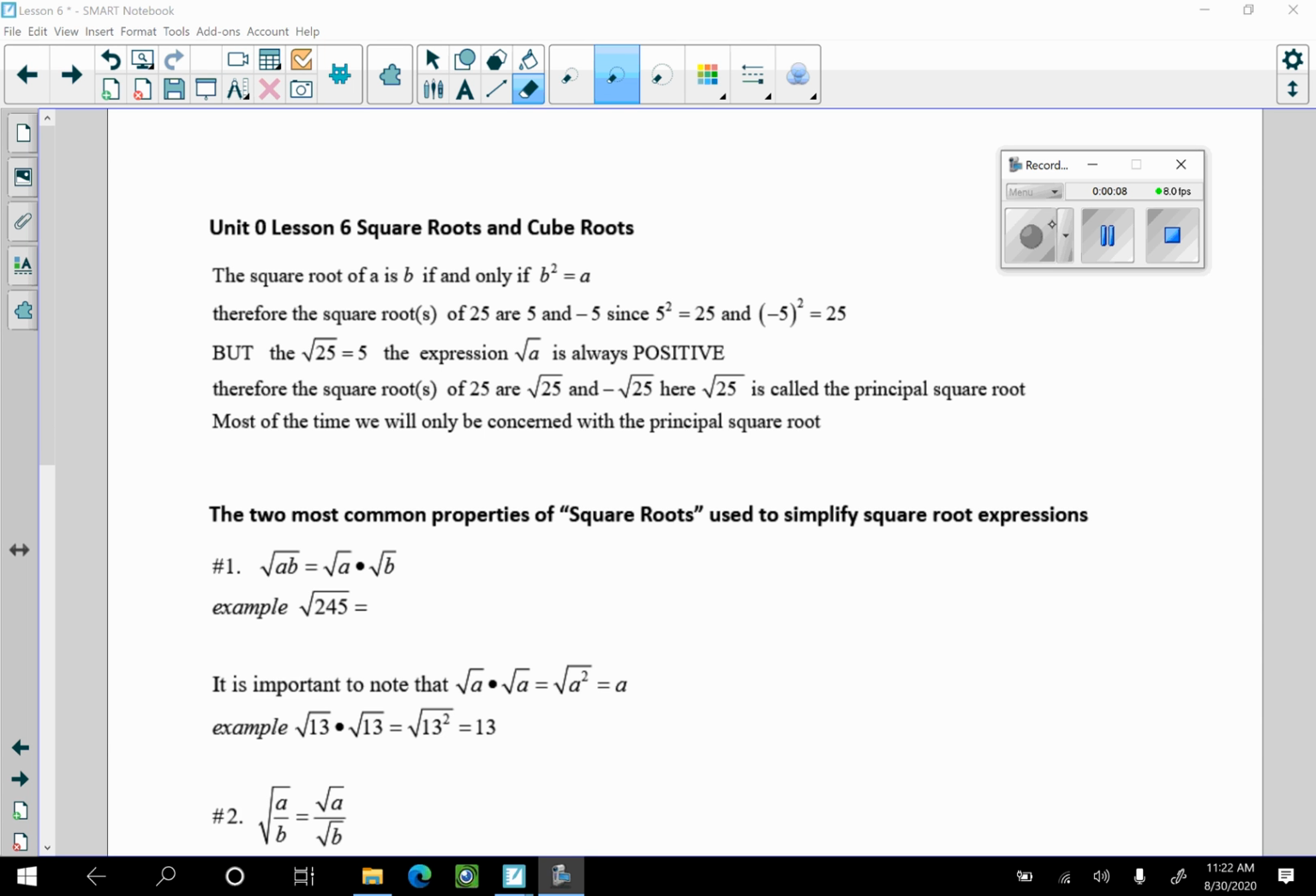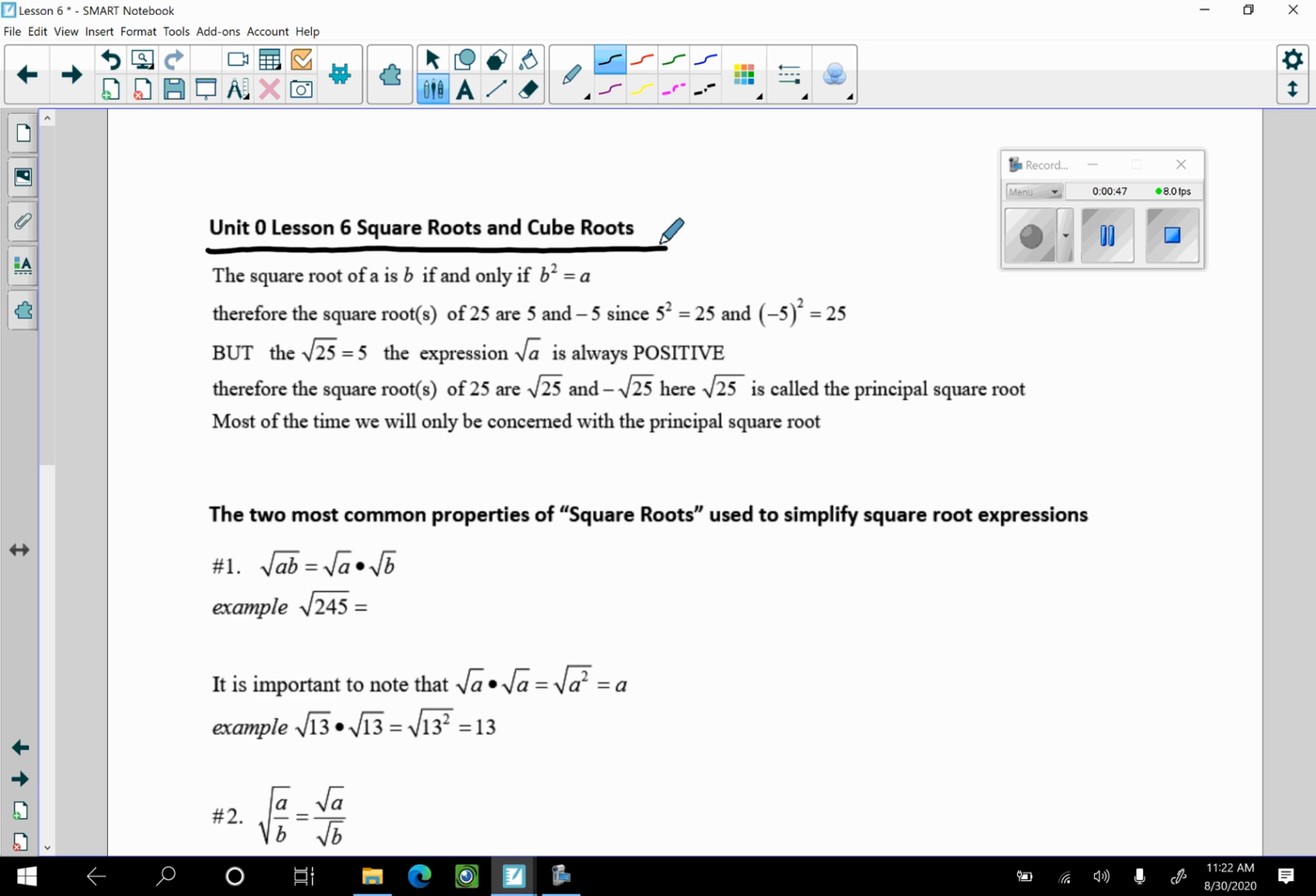Today we're going to look at Unit Zero, Lesson Six. This is a very important lesson, and it's going to be several parts, maybe three videos, at least two videos, possibly three. It is a very important topic for later on this year and certainly next year. It's a very elusive topic, the whole idea of square roots, what a square root is, and simplifying square roots. So let's jump right into it with the definition.